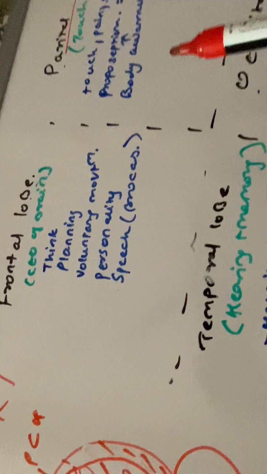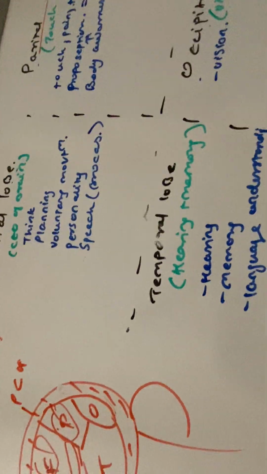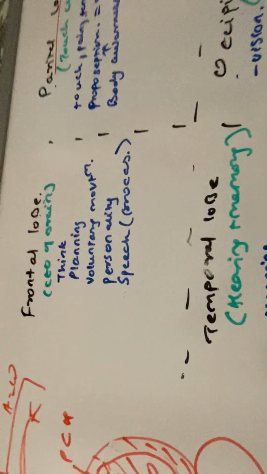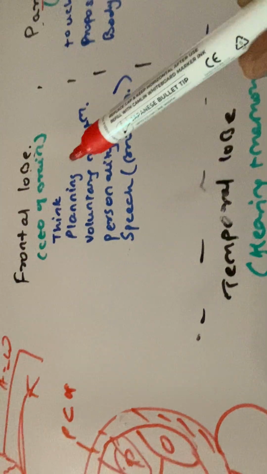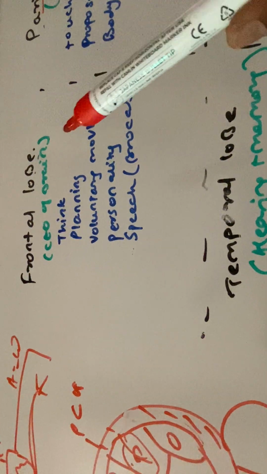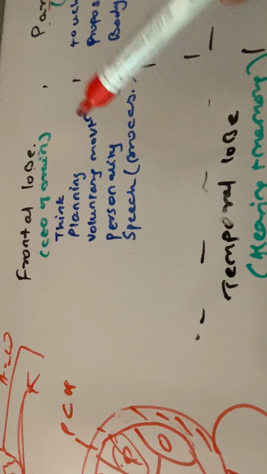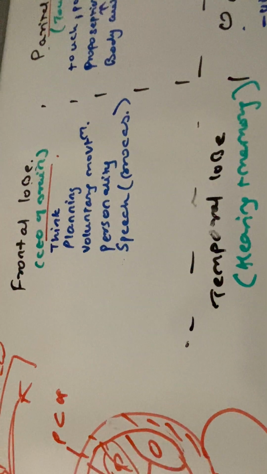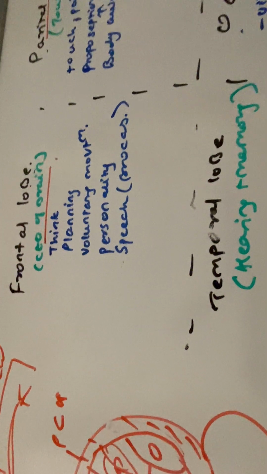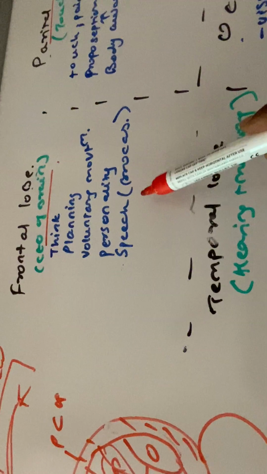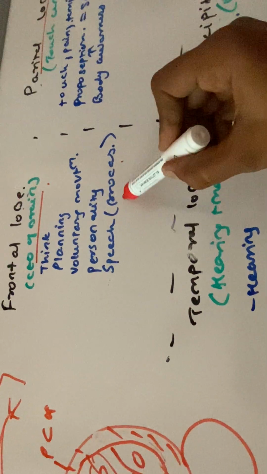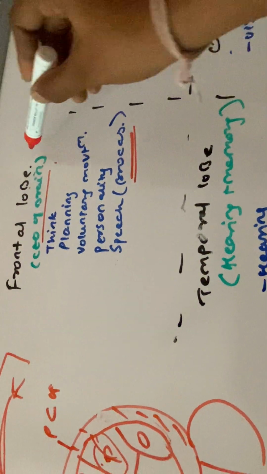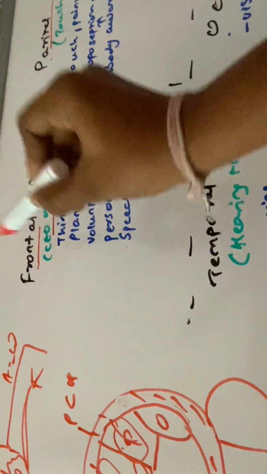Now, what does the parietal, temporal, occipital, frontal lobe do? So frontal lobe is the CEO of brain. Okay, it's the CEO of brain, as it thinks, plans, voluntary movement, its personality, how we speak is where the Broca's area lies in frontal lobe.